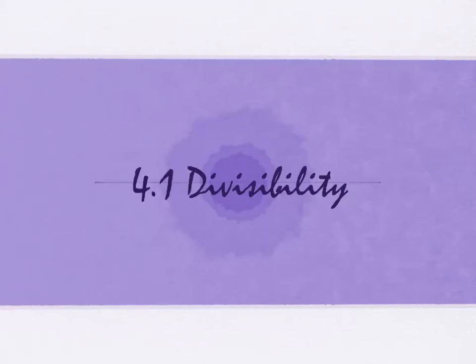Section 4.1 is about divisibility. And in this section, we're going to take a look at how you can more easily decide if a number will divide evenly by another number.